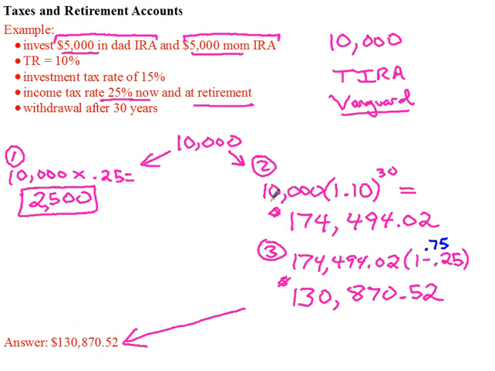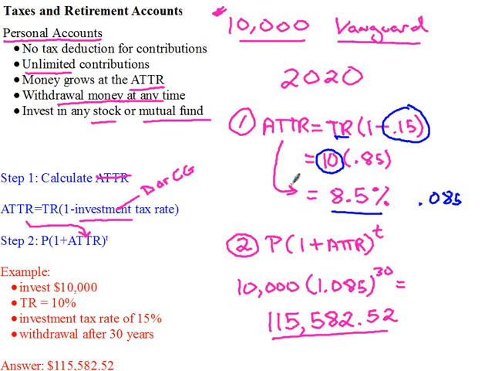So let's compare that to the personal account. In the video where I did this calculation with a personal account, this is what it looked like. You can go back and watch this video. But at the end of 30 years, let's focus on this. At the end of 30 years, if you put $10,000 into a personal account and pay all the taxes along the way, you would end up with $115,582.52. That's what you end up with.